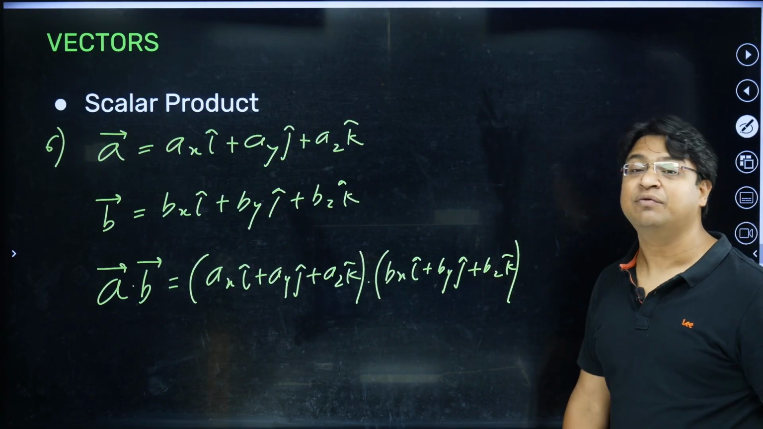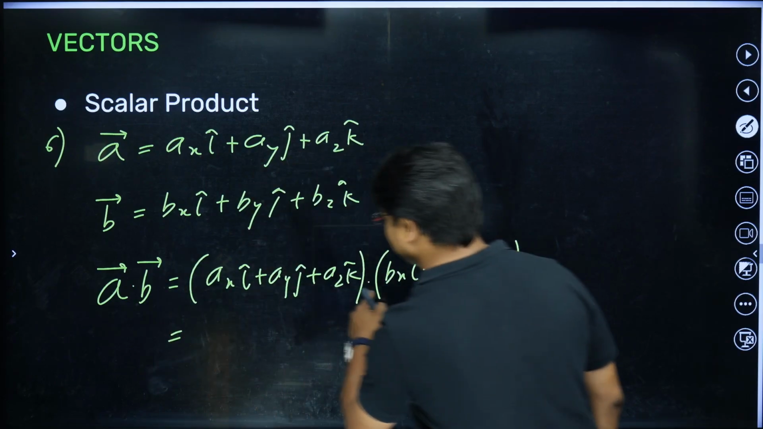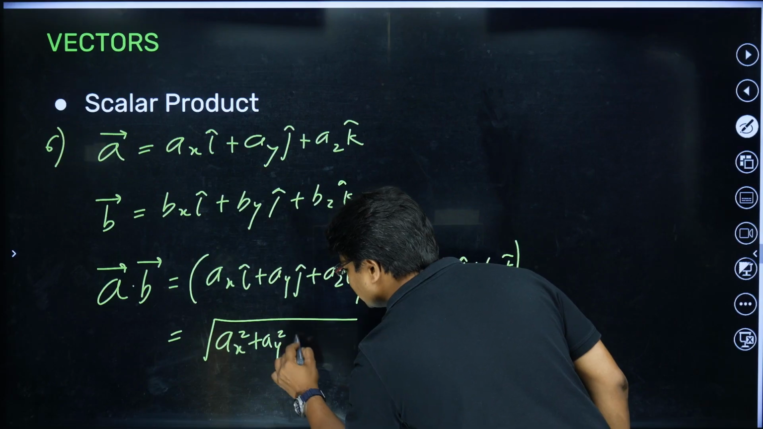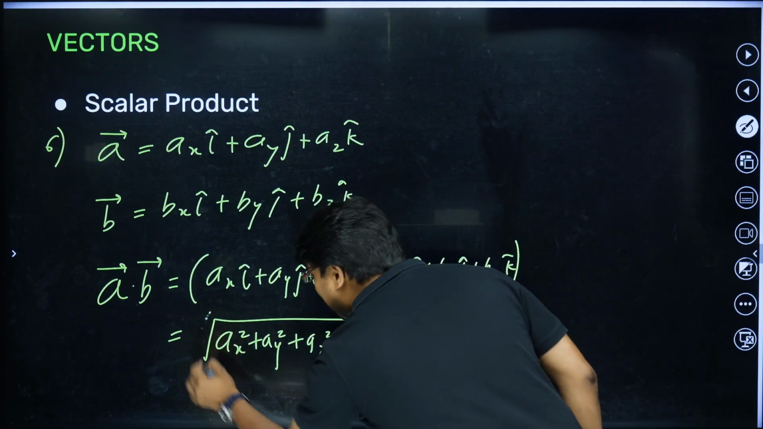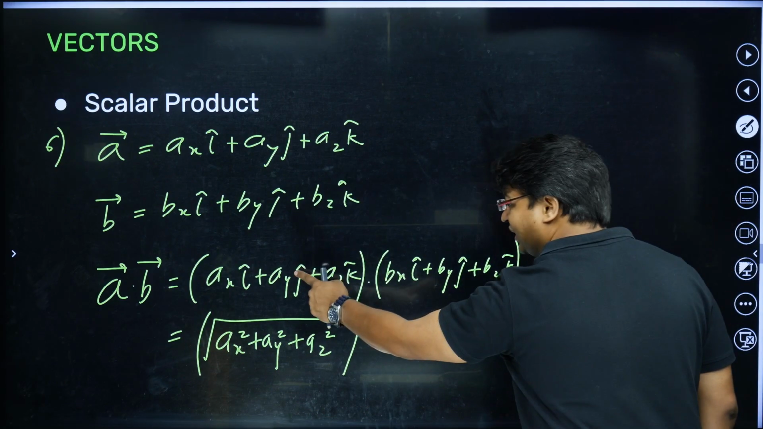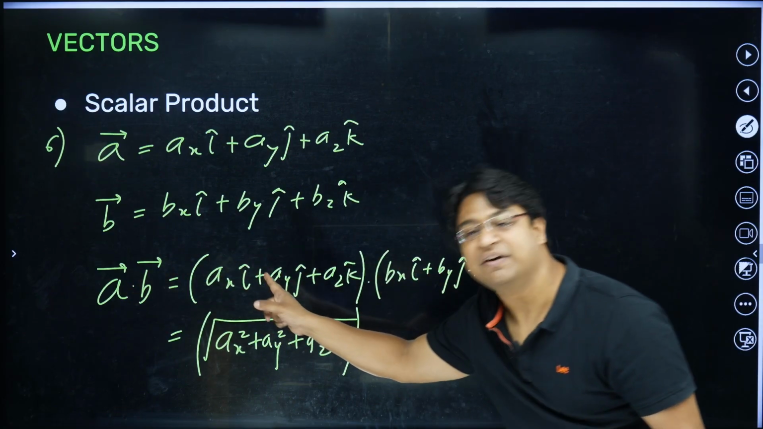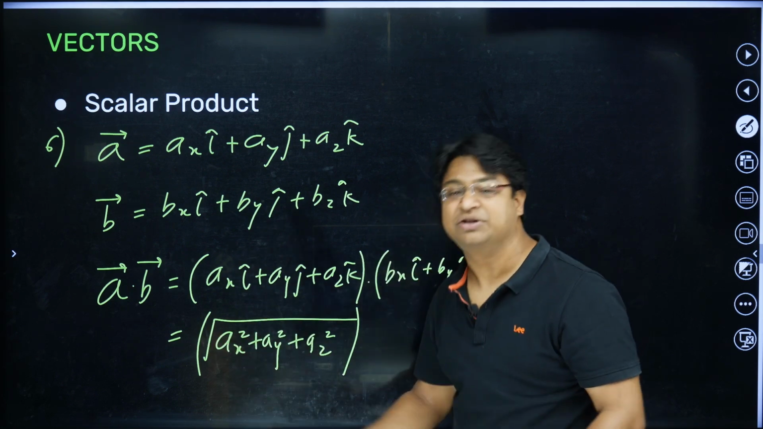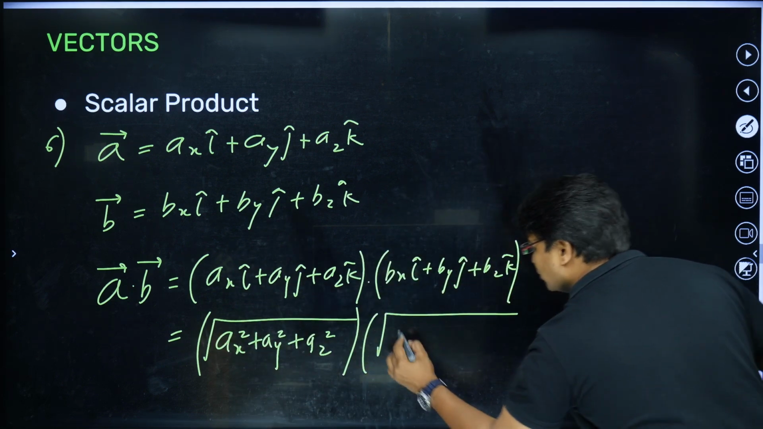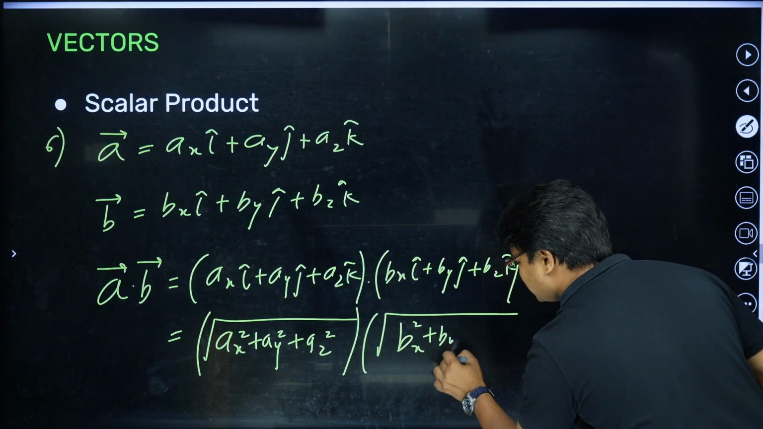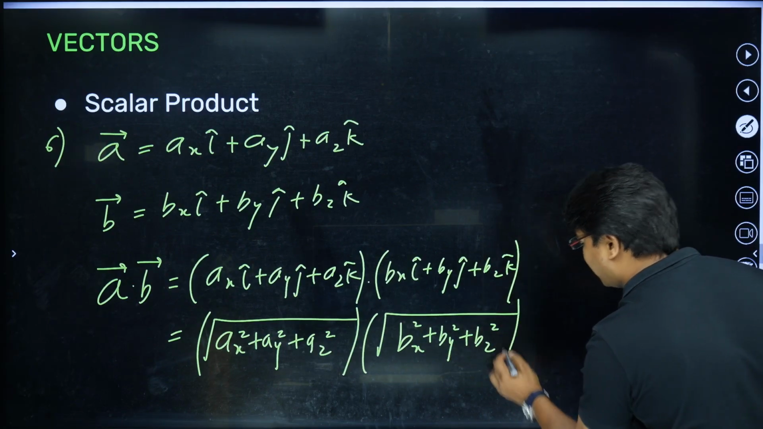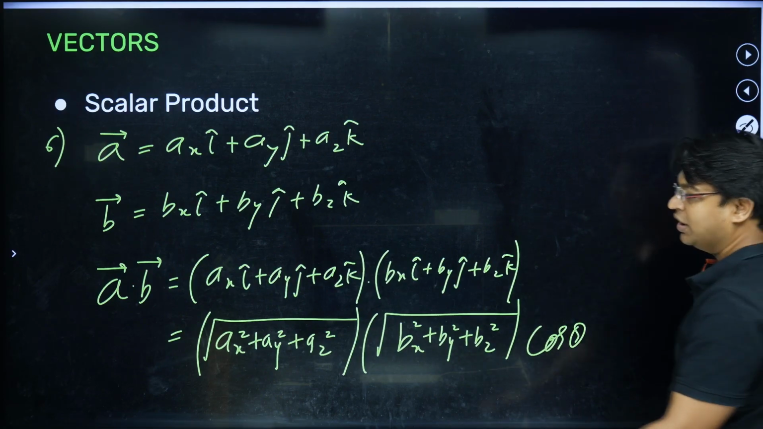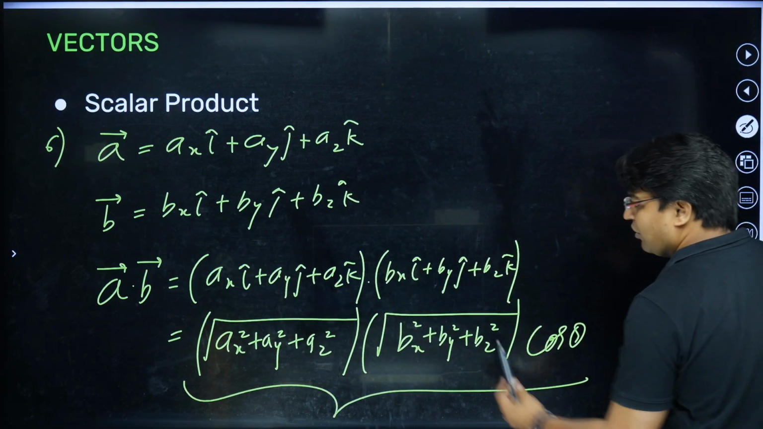I will tell you when cos theta would have come there. Instead of this, had I written root of ax square plus ay square plus az square, now that's the magnitude of A. This is vector A. So here I have just substituted vector A in another form. It is still a vector only. It is not the magnitude of A. This is the magnitude of A. Similarly, if I write root of bx square plus by square plus bz square, that's the magnitude of B, and now cos theta would appear. So A dot B can be written like this, or it can be written like this.